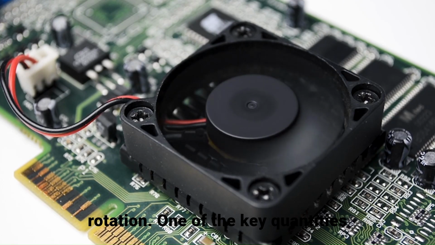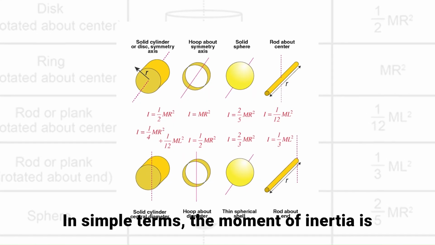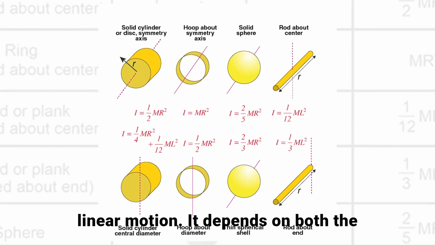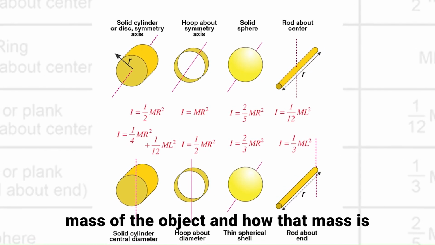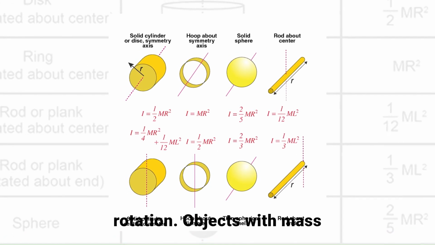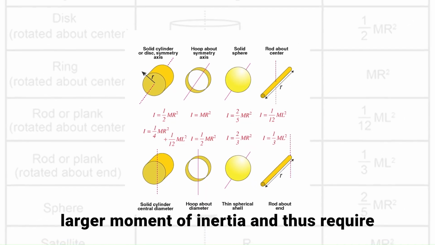One of the key quantities in rotational motion is the moment of inertia. It is a measure of how much an object resists rotational motion. In simple terms, the moment of inertia is to rotational motion what mass is to linear motion. It depends on both the mass of the object and how that mass is distributed relative to the axis of rotation. Objects with mass concentrated far from the axis have a larger moment of inertia and thus require more effort to rotate.